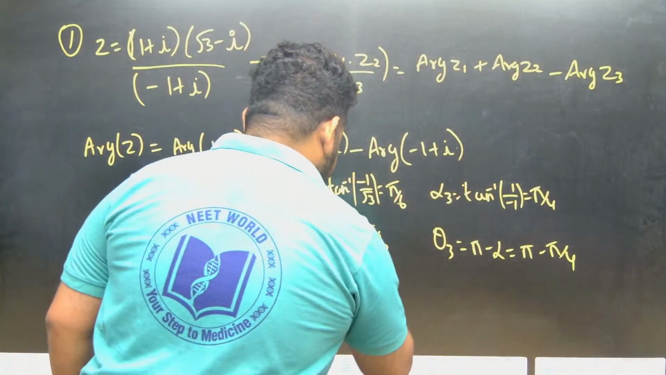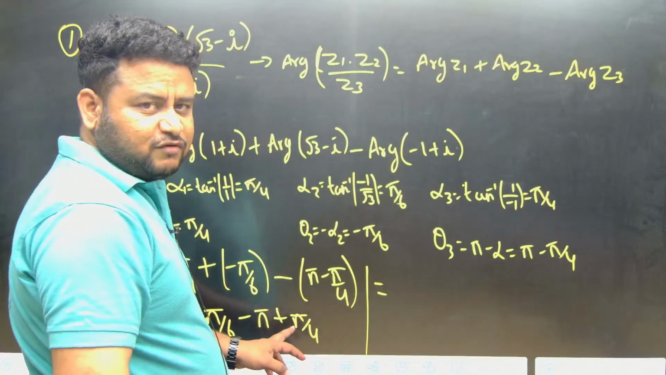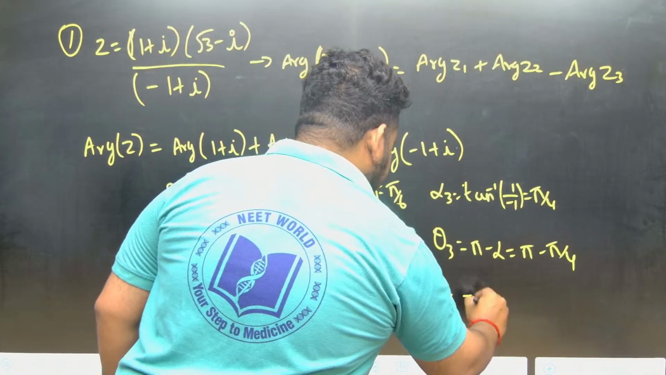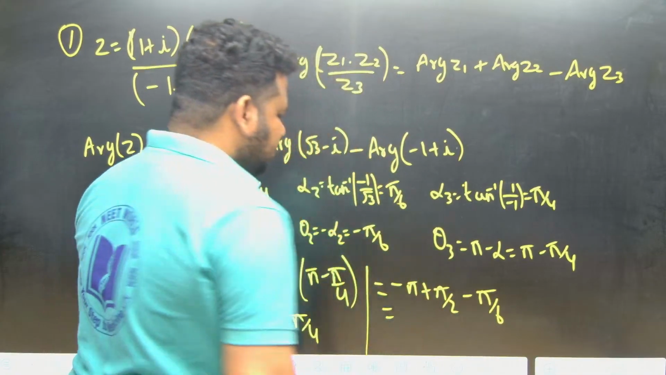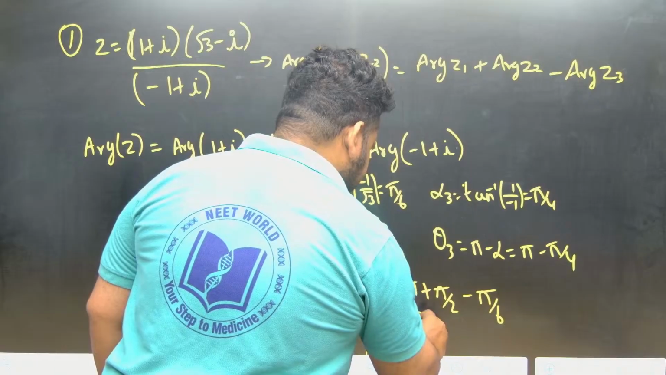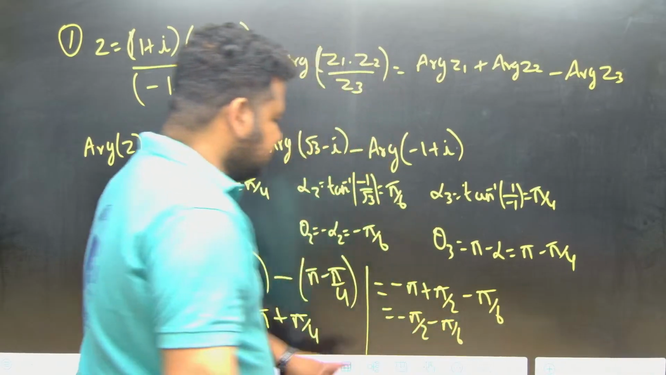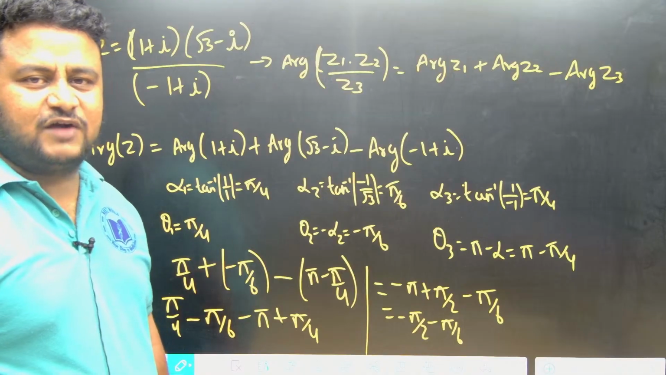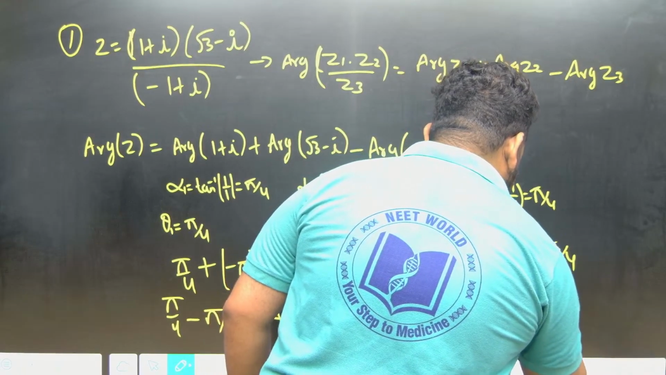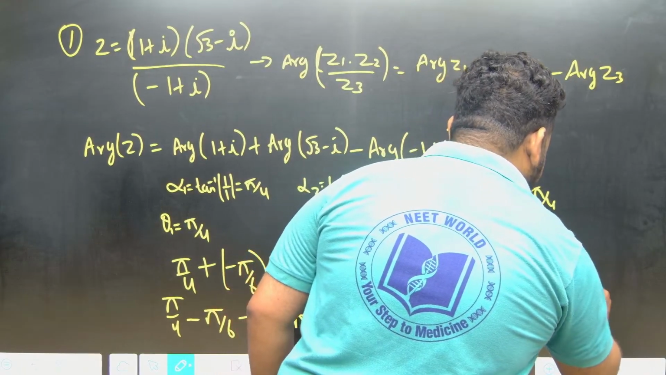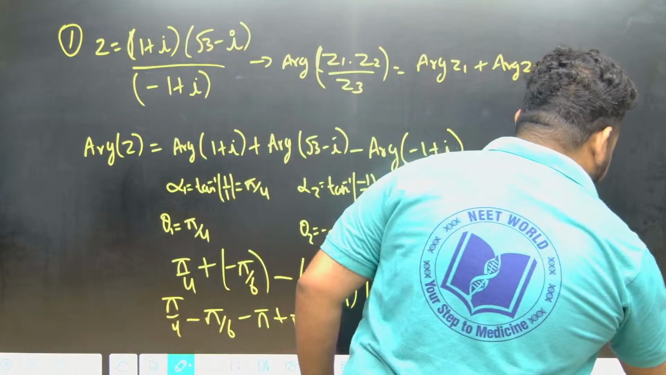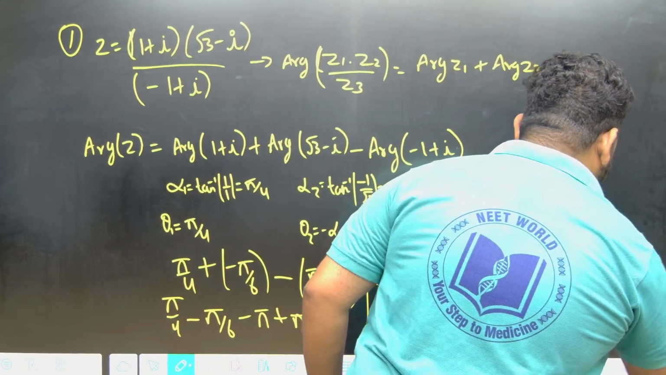Pi by 4 plus pi by 4 is 90 degree. So, minus pi plus pi by 2 plus pi by 2 minus pi by 6. Now, 180 minus 90 will be 90 itself, but it is minus 90 because minus pi is there: minus pi by 2 minus pi by 6. So that is 90 plus 30, which is 120, but here the negative sign is there, so 120 will be equal to minus 2 pi by 3. So the entire argument of z will be equal to minus 2 pi by 3. So this is the final answer, friends.